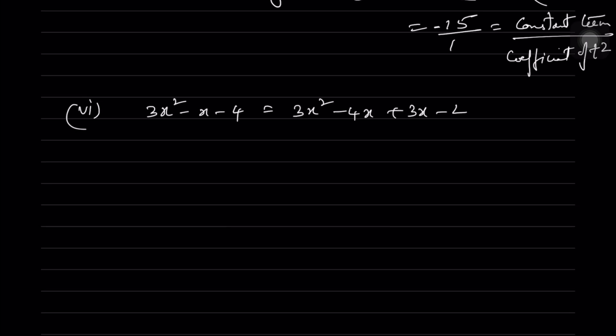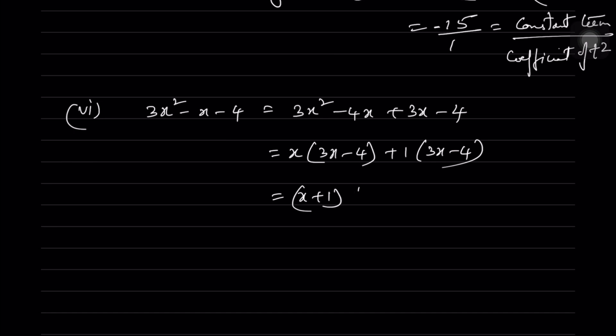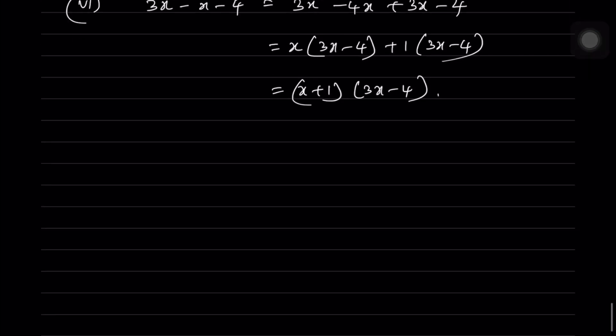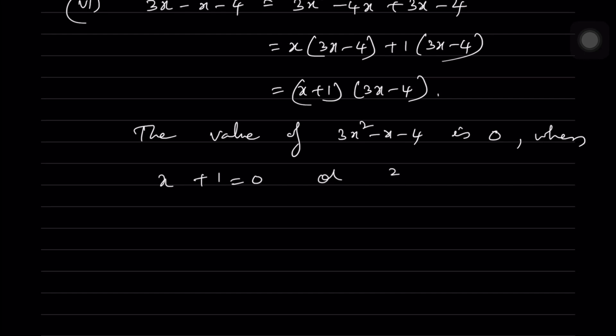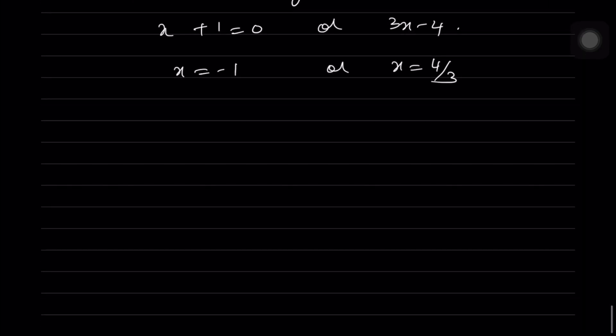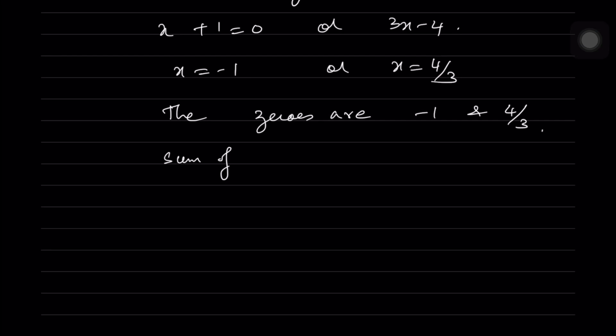Here you can write x as minus 4x plus 3x. So after taking common factors, in order for 3x square minus x minus 4 to be 0, you have to get either x plus 1 equal to 0 or 3x minus 4 equal to 0. So x is equal to minus 1 or x is equal to 4 by 3. So the zeros are minus 1 and 4 by 3.